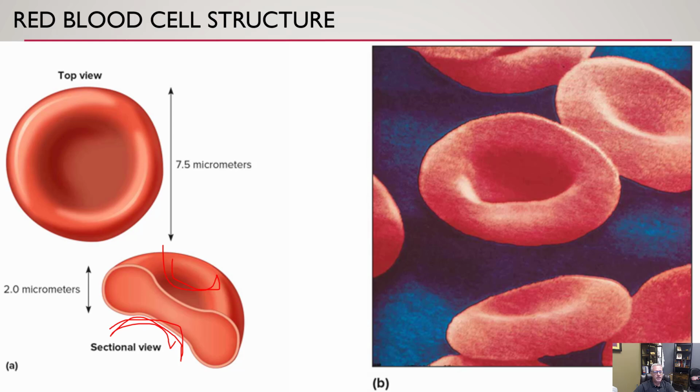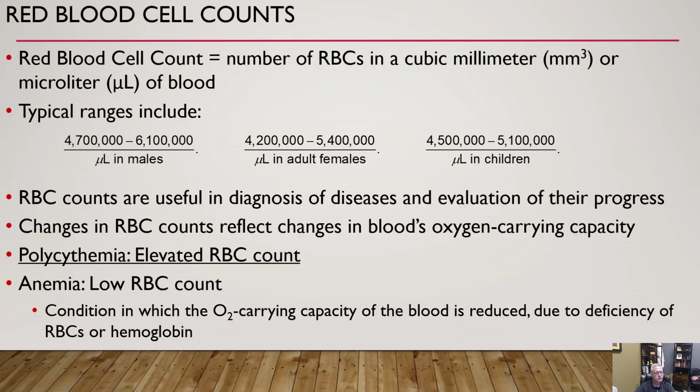All right, and we've looked at the red blood cells already. Okay, so red blood cell count. It's measured in cubic millimeters or microliters of blood. So here you can see your typical ranges: 4,700,000 to 6,100,000 in males, 4,200,000 to 5,400,000 in females, and we can see for children.